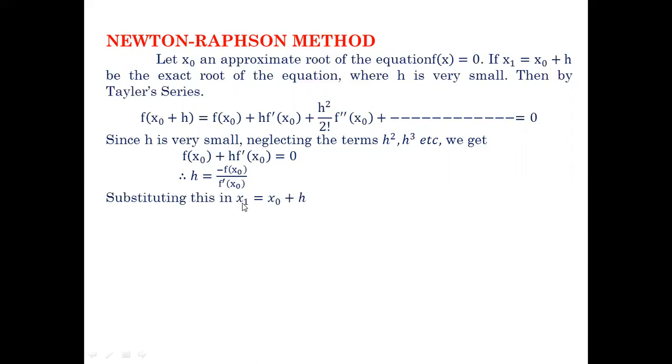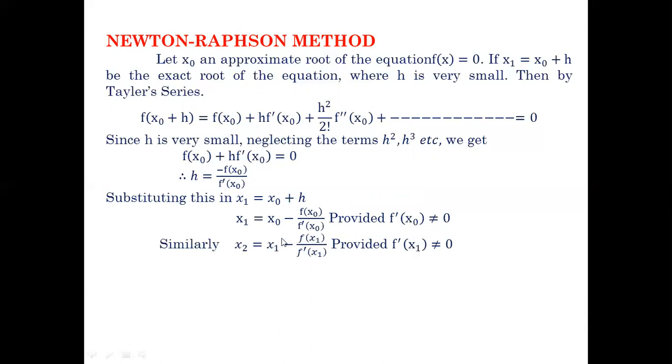In x1, we have x1 is equal to x naught plus h. Substitute the h value. Therefore x1 is equal to x naught minus f of x naught by f dash of x naught, provided this denominator f dash of x naught is not equal to 0. If it is 0, it is indeterminate and we cannot find it. Similarly, I can write x2 is equal to x1 minus f of x1 by f dash of x1, provided f dash of x1 is not equal to 0.